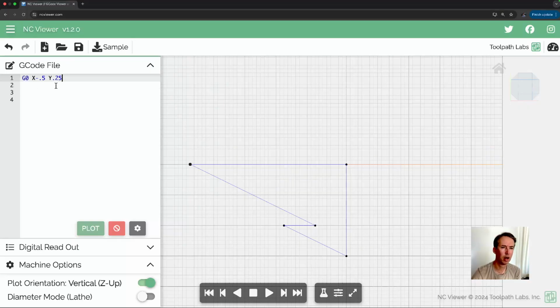And then from here, I didn't specify a thickness, but let's just say we're going to go to Z negative 0.5. So again, that's still a rapid move. So that's our starting point.